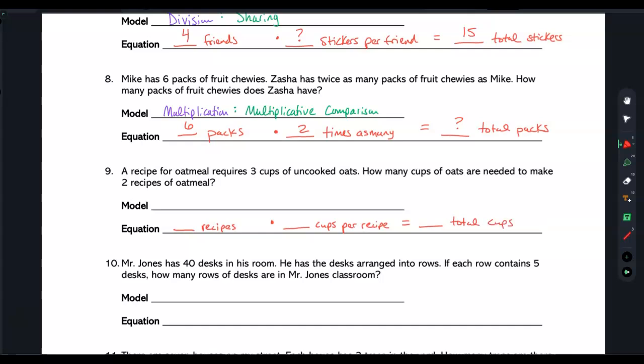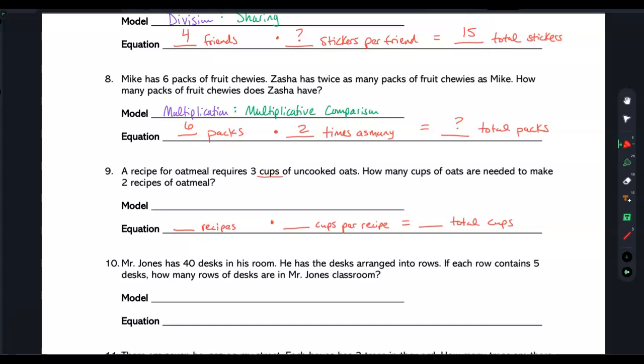So this is my standard if it's not one of the other models, if it's not multiplicative comparison, or if it's not the list counting, then we typically write it this way where we have groups times objects per group, right? In this case, recipes times cups per recipe. So this says a recipe for oatmeal requires 3 cups of uncooked oats.